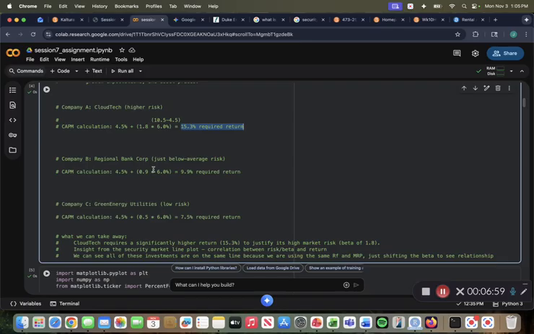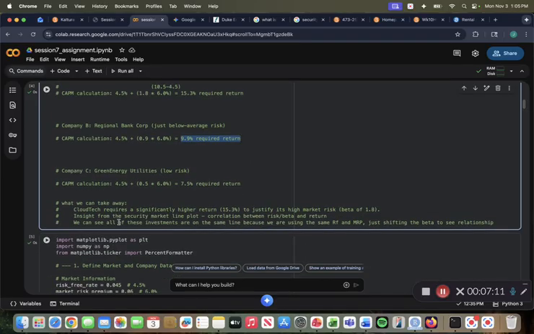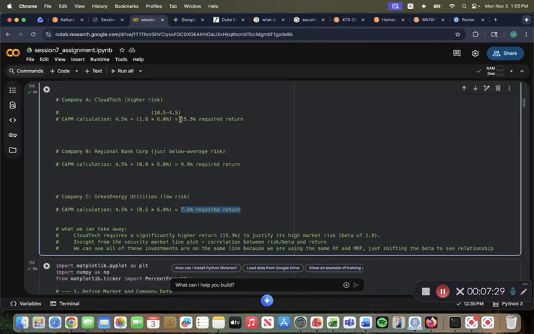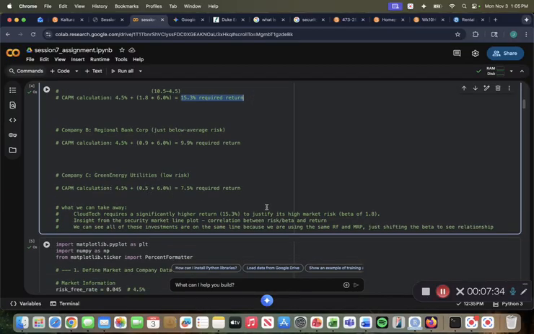And then for the regional bank Core, just below average risk, the beta of 0.9, we use that same risk-free rate and that same market premium to get 9.9% required return. Then for company C, green energy utilities, which has low risk, the beta of 0.5, which is a lot lower than the market, 4.5% plus 0.5 times 6%, 7.5% required return. So less than these other two. We can see as a takeaway here, when the beta is higher, we require a higher return than when it's lower.